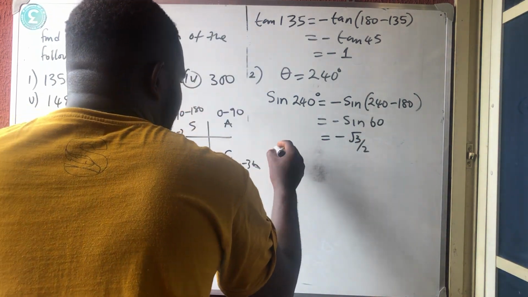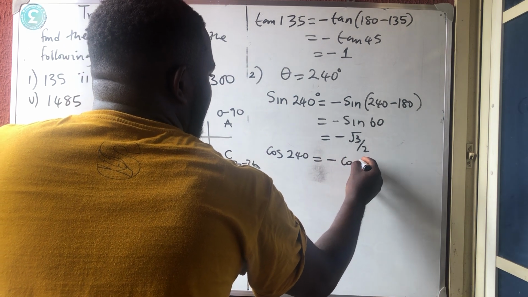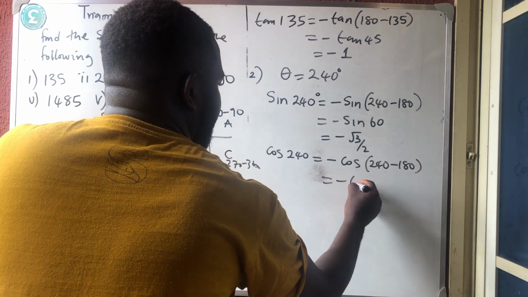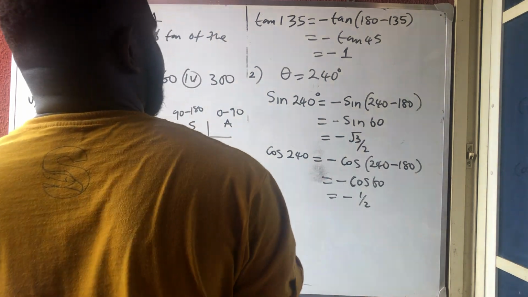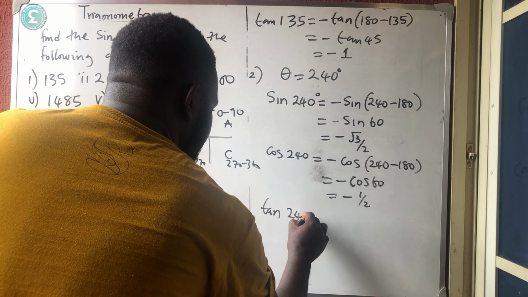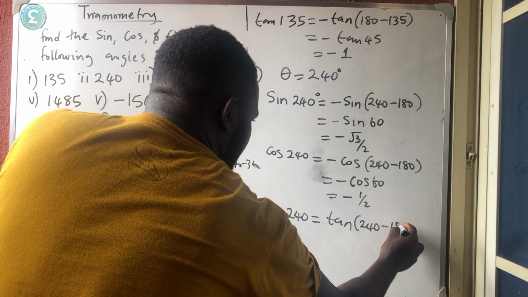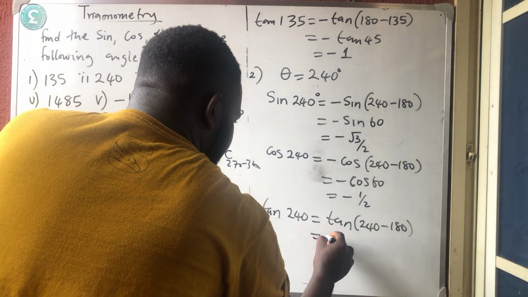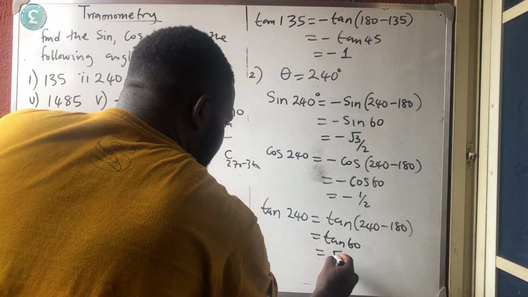Okay, so let's go again. Cos 240 is equal to minus cos of 240 minus 180, which is minus cos 60, which is minus 1 over 2. Okay, for tan 240, it is tan of 240 minus 180. If you notice, I did not use minus because only tan is positive. So tan 60, and tan 60 is root 3.